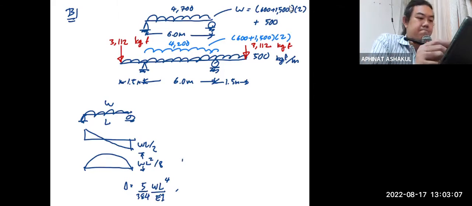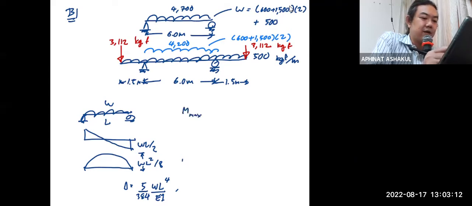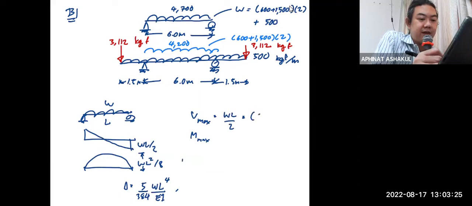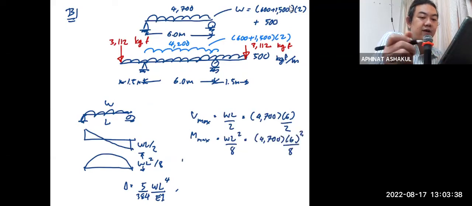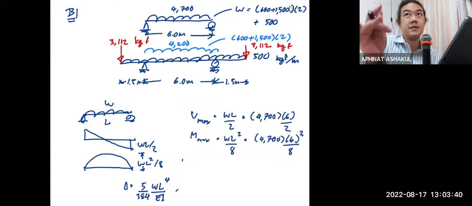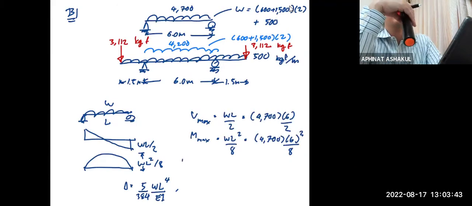Okay, so for that typical beam, you should know that M max, oops, sorry, I should write shear max first. V max is WL over 2, so it's 47 multiplied by 6 over 2, and M max is WL square over 8, 4700, 6 square over 8. This is your professional career.